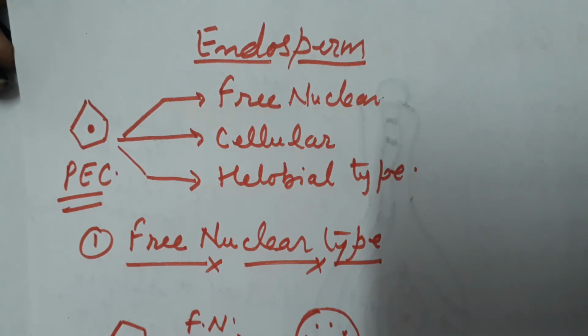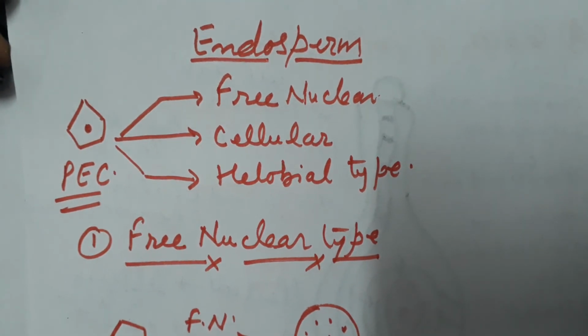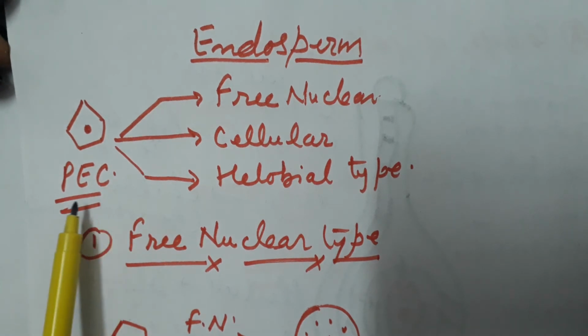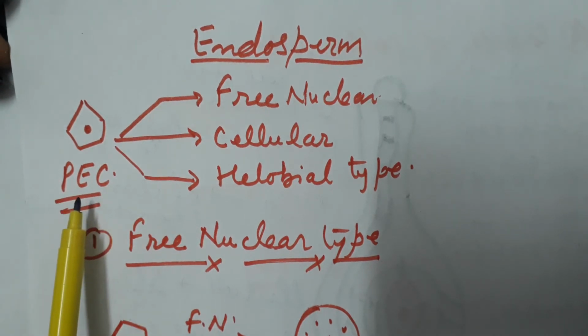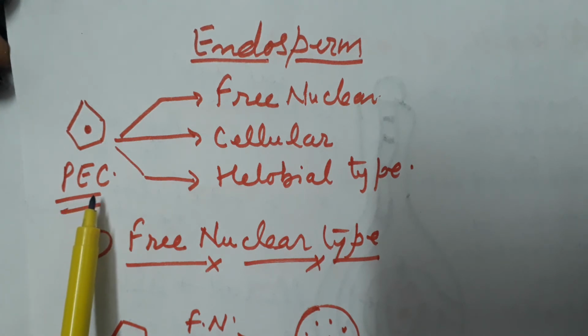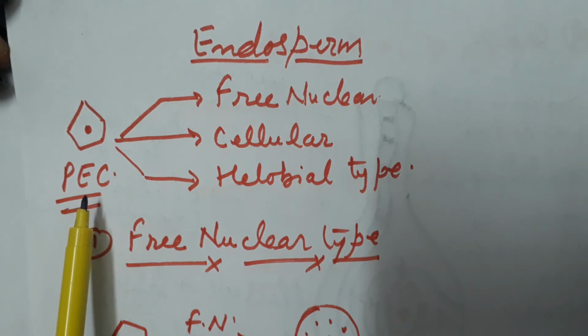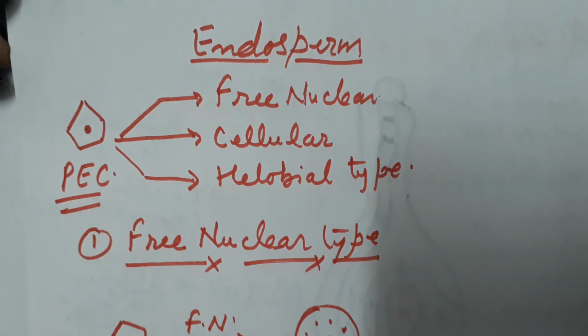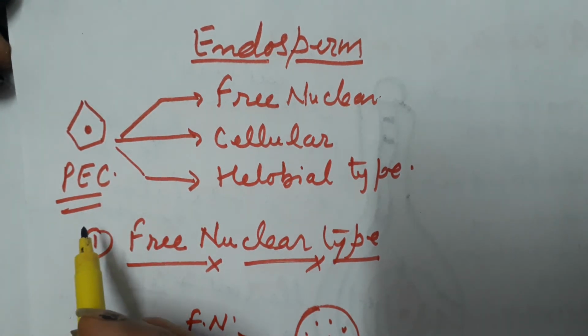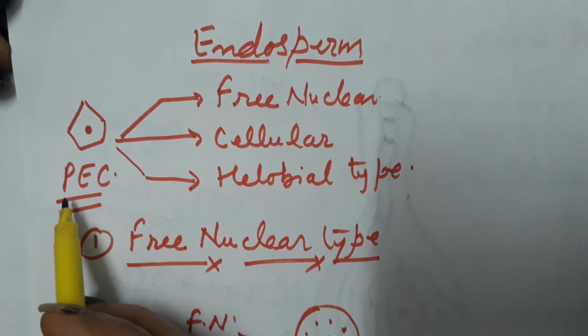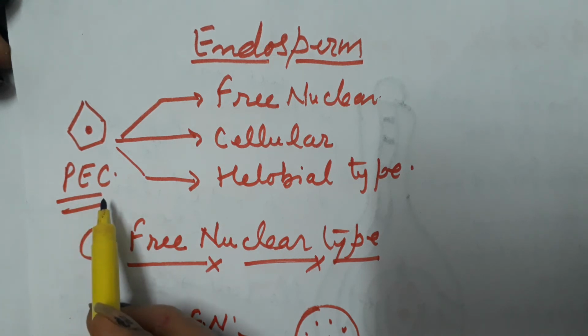Now I am going to discuss one of the post-fertilization changes, that is endosperm development. How does endosperm development take place? With the help of the primary endosperm cell. How is the primary endosperm cell formed? It is the product of triple fusion. What is triple fusion? In which one male gamete fuses with two polar nuclei. This is known as triple fusion. So the ploidy level of the primary endosperm nucleus is 3N, and later on the primary endosperm nucleus changes into the primary endosperm cell. So the ploidy level of this cell is 3N.